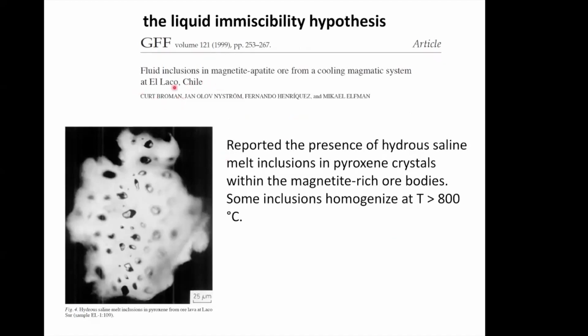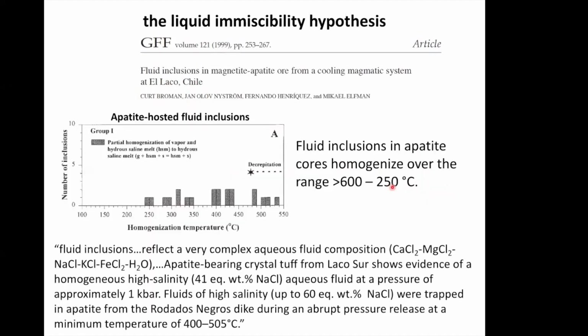So this is a paper by Broman et al. in 1999. What they report are the presence of hydrosaline melt inclusions in pyroxene crystals within the magnetite-rich ore bodies that have high homogenization temperatures that exceed 800 degrees. They also measured homogenization temperatures of fluid inclusions in apatite that homogenize at temperatures between about 600 and 250 degrees. And they conclude that the ore fluid at Laco was, in quotation marks, a very complex aqueous fluid composition, and notice that it contained halide salts.